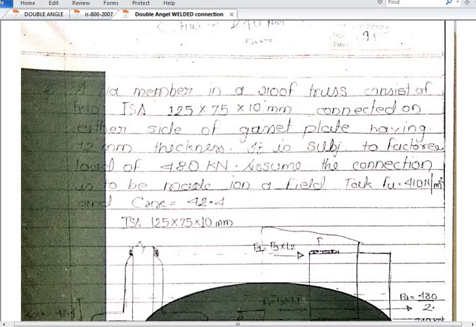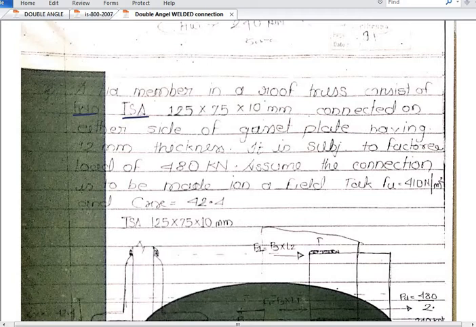A tie member in a roof truss consists of two ISA, that is Indian Standard Angles. So how many Indian Standard Angles are there? There are two. Two ISA having size 125 by 75 by 10. That means this 125 represents the L1 side of the angle section, 75 is the L2 side, and 10 is the thickness. That means L1 by L2 by T.